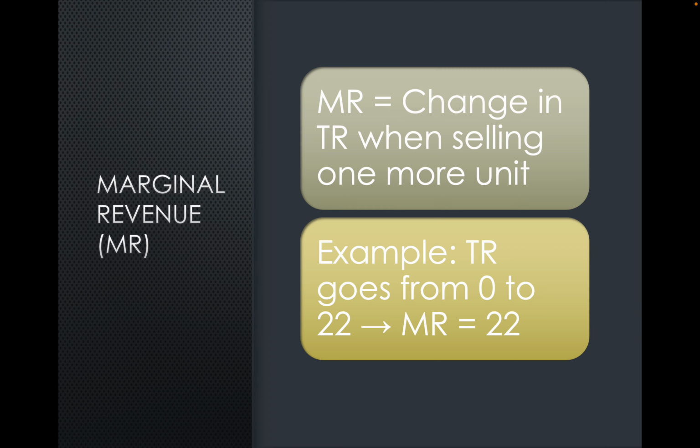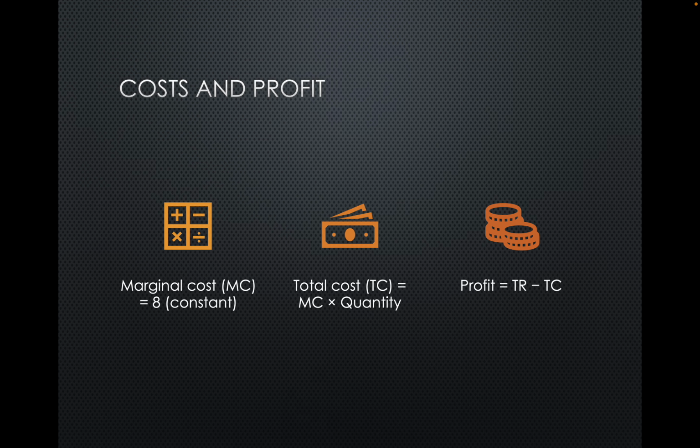For the marginal revenue, it is the change in total revenue as quantity increases. So I look at the difference between total revenue at one quantity and the total revenue at the previous quantity. Then for marginal cost and total cost, marginal cost was given as 8 for every unit, so that column is the same all the way down, never changes.